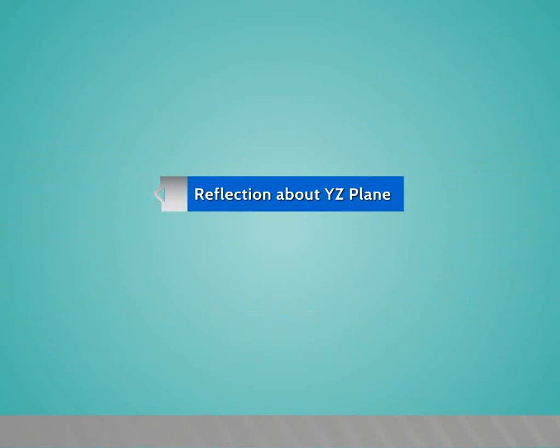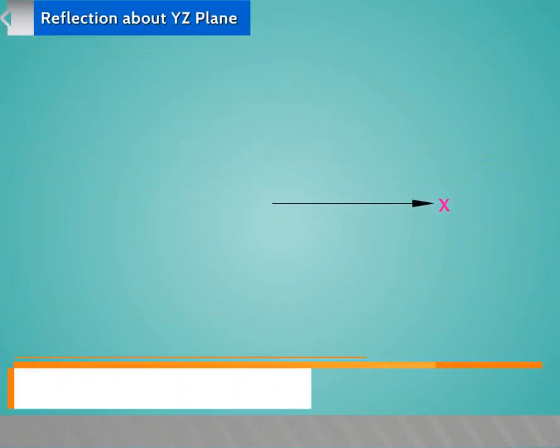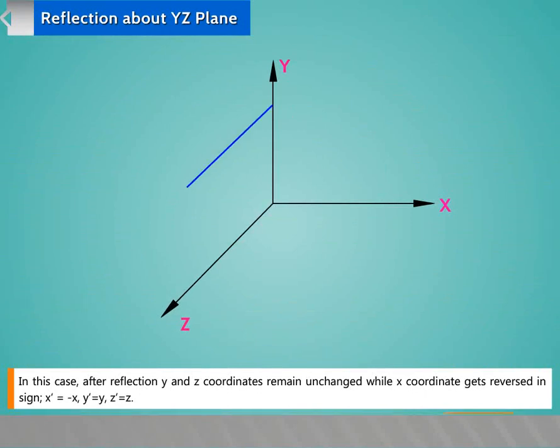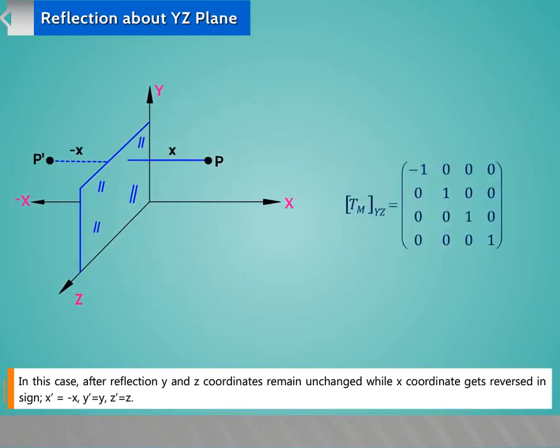Reflection about yz plane. In this case, after reflection, y and z coordinates remain unchanged, while the x coordinate gets reversed in sign: x dash is equal to minus x, y dash is equal to y, z dash is equal to z. Tmyz is equal to matrix minus 1 0 0 0, 0 1 0 0, 0 0 1 0, 0 0 0 1.